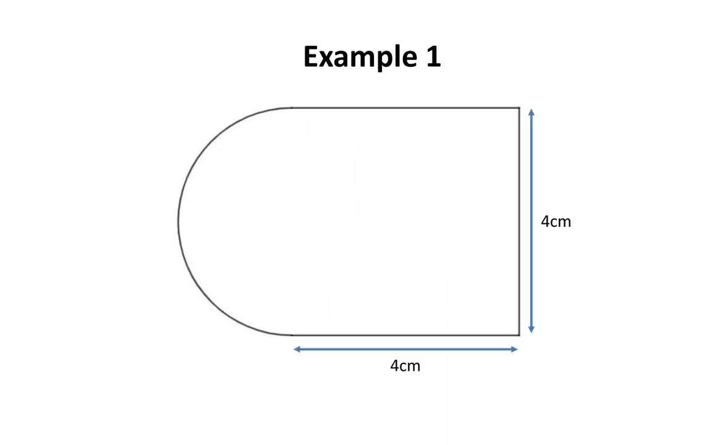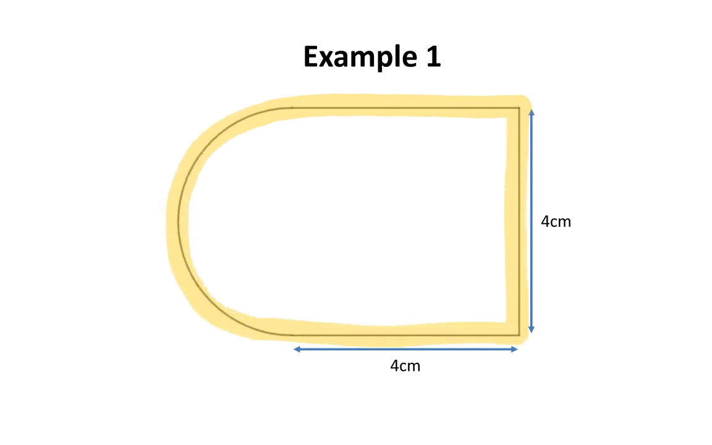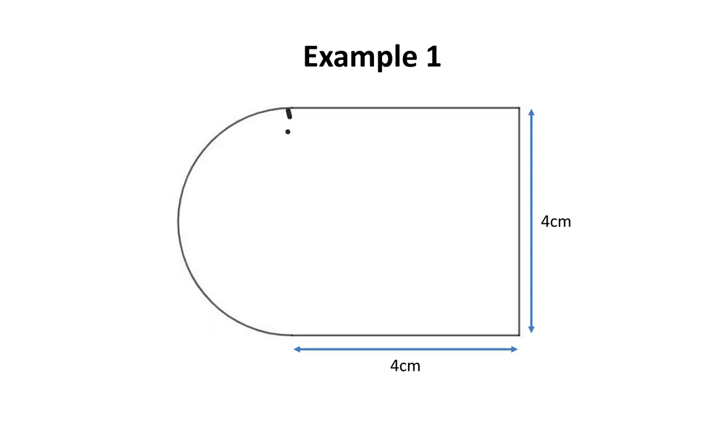In our first example, we need to determine the perimeter of this composite figure, which appears to be made up of a square and a half circle. Where is this half circle, you might ask? Well, it is right over here.